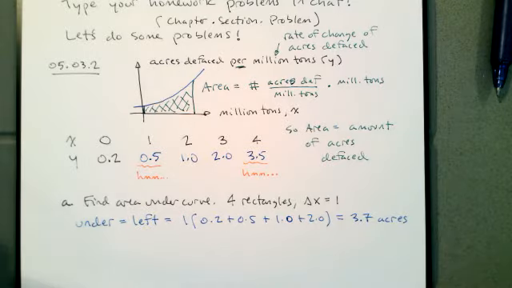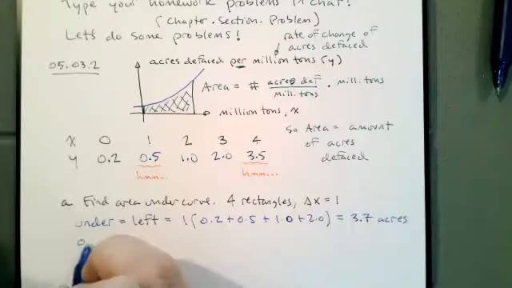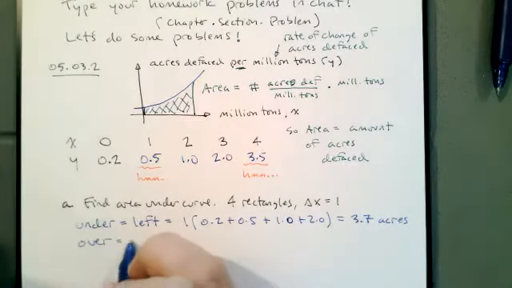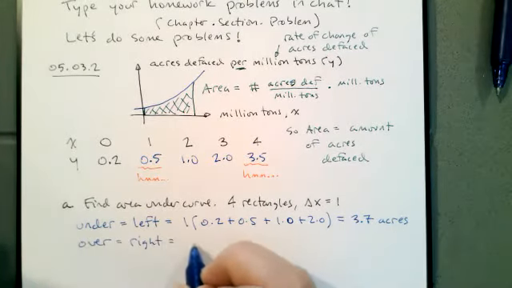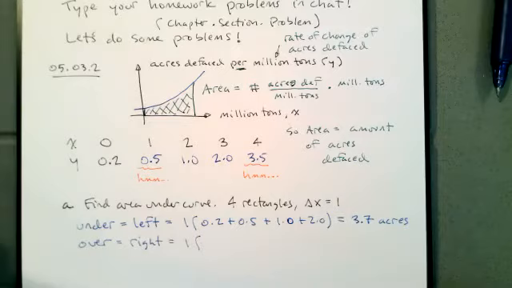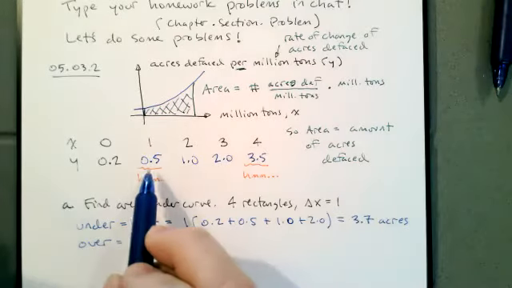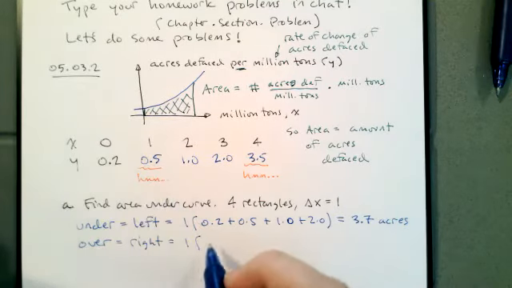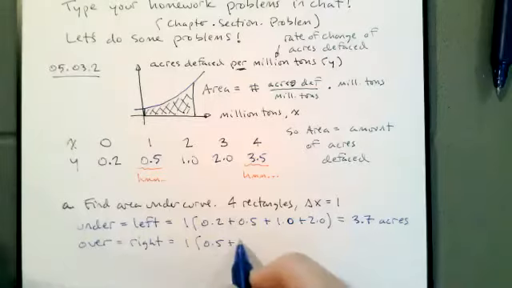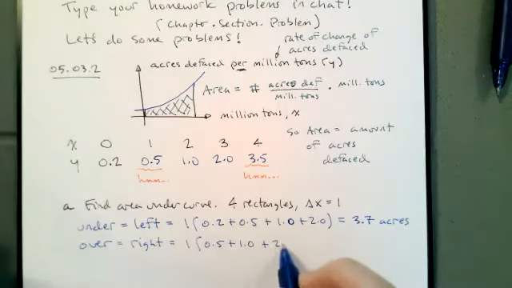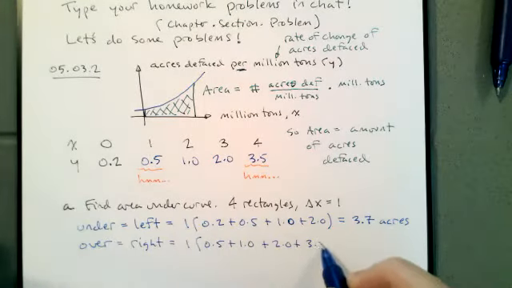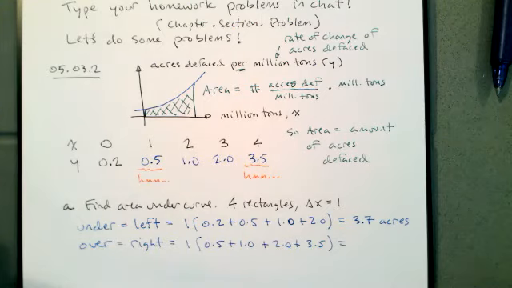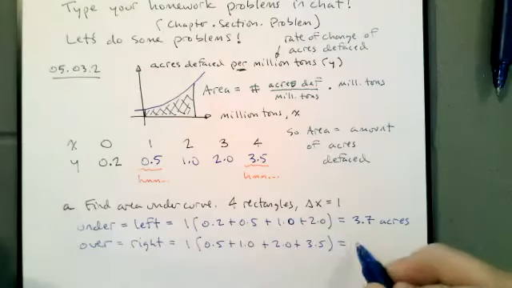If we look for an overestimate, since the function is increasing, that will be the right endpoints. So if we go for an over, that'll be from the right side. Our delta x is still 1, and I'll factor that out. But now I'll use the right endpoints. So 0.5, 1, 2, and 3.5. So this one's going to give me what? 4, 5, 6, 7.